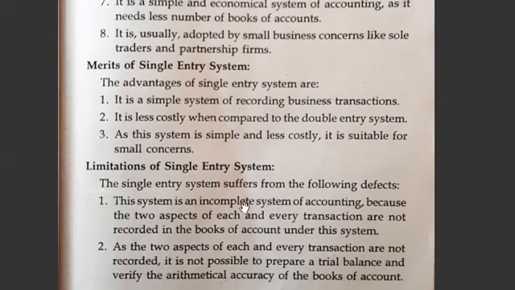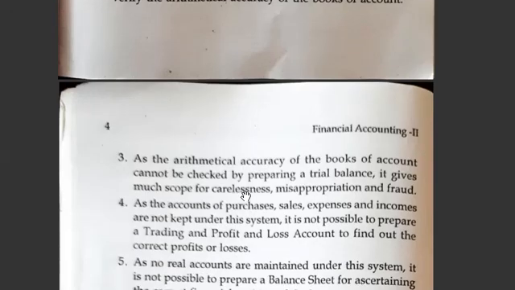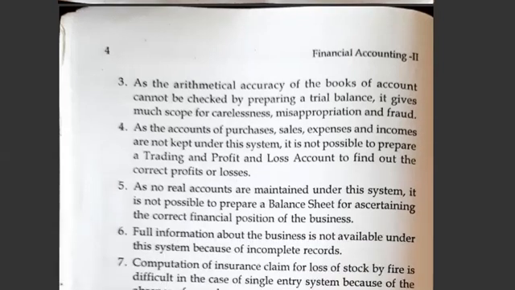What about limitations? This system is incomplete. One thing, it does not have all the records. It is impossible to prepare the trial balance. Arithmetic accuracy cannot be maintained. As the arithmetic accuracy of the books of account cannot be checked by preparing the trial balance, there is much scope for carelessness, misappropriation and fraud. Okay, so that chance will be there.